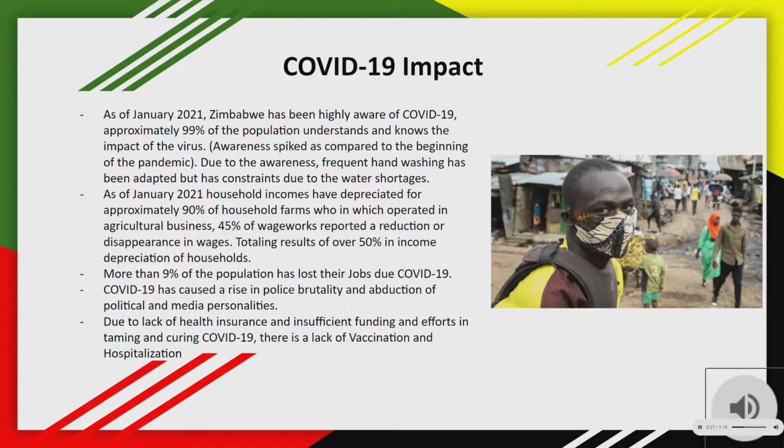As of January, household incomes have depreciated for approximately 90% of household farms which operated an agricultural business. 45% of wage workers reported a reduction or disappearance in wages, totaling over 50% in income depreciation of households. More than 9% of the population has lost their jobs due to COVID-19.